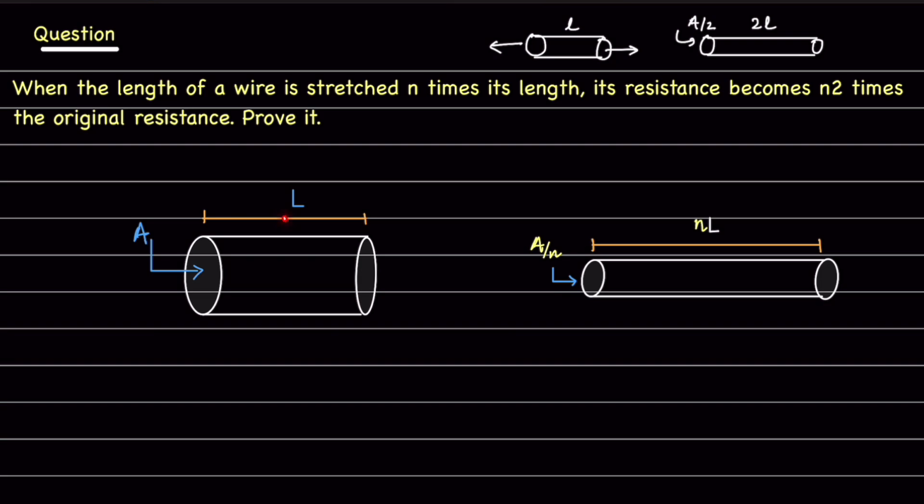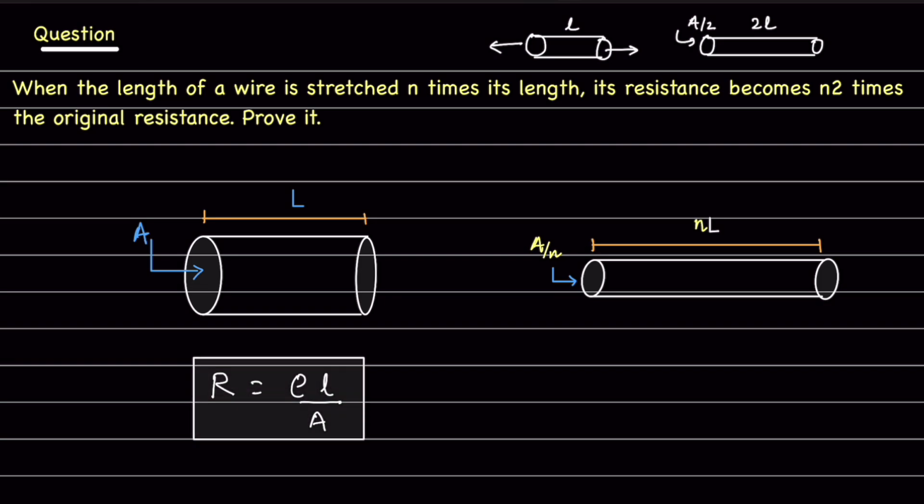When the length is L and when we stretch it to n into L, the area will become A by n. So now we have to prove that the new resistance will be equal to n square times the original resistance. Based on this information, we can write R is equal to rho L by A. Rho is the resistivity, L is the length, and A is the area. So here this R represents the resistance of the original one.